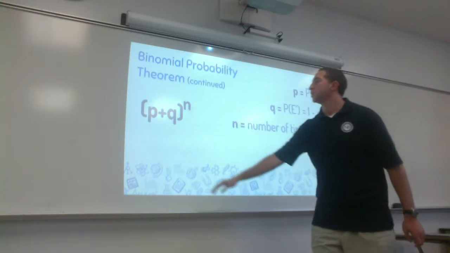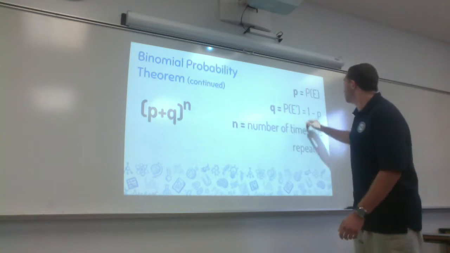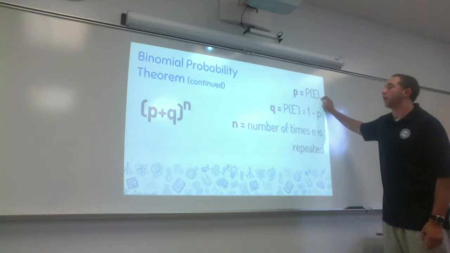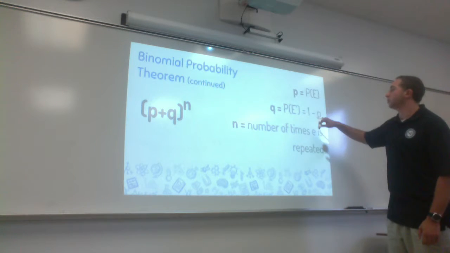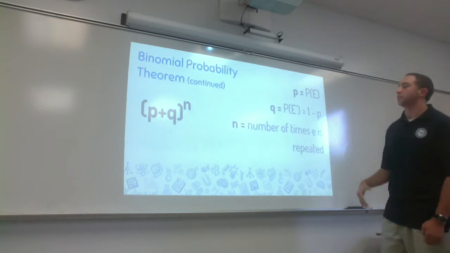It's represented by (P plus Q) to the N, where P is the event that you're going to try and find, and Q is the complement of that event. So say this was 80, this would end up being 20. Then N is the number of times that the event is repeated.